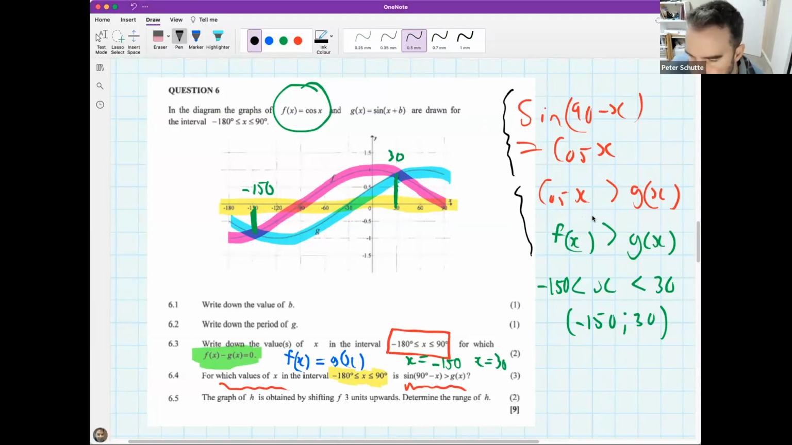All right. So 6.5, I think you guys can try and do 6.5 by yourself.